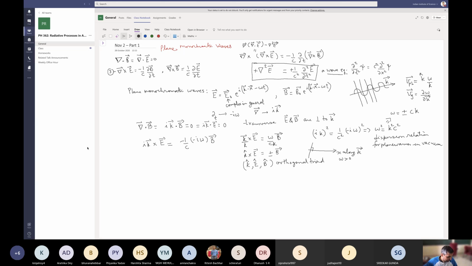Okay, what about energy density in waves? Let's see, energy density and flux carried by these EM waves. Let's look at the expression. So you recall E squared by 8 pi is the energy density. Okay, this is nothing but E naught squared.